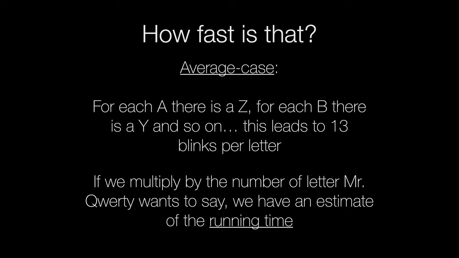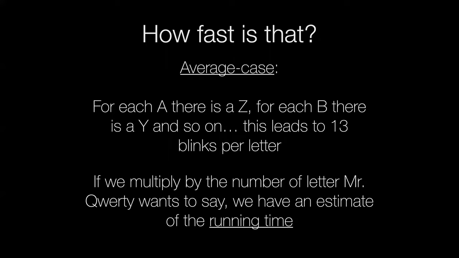Okay, but the average case requires real life experience. You need to know what is going on in real life to come up with the average case. So you can't do the average case in theory. Well, it's hard. For instance, here we can roughly estimate the average case because for each A, we might say that there is a Z, and for each B, there is a Y, and so on. Okay. So we balance. In this case, we consider the alphabetical order, okay?